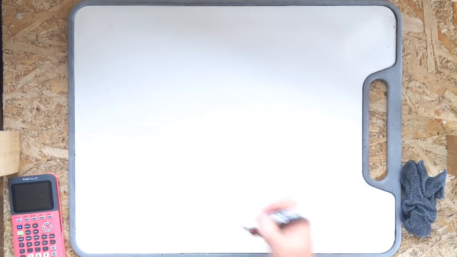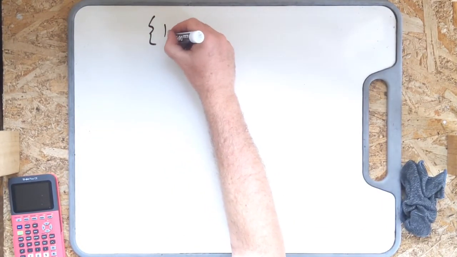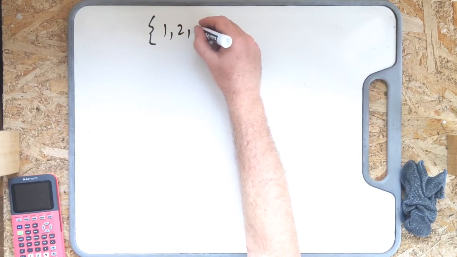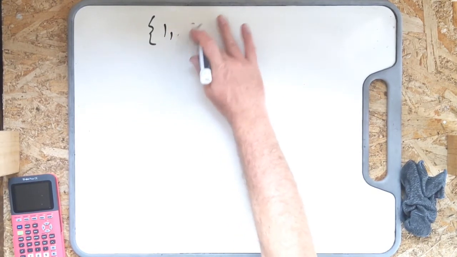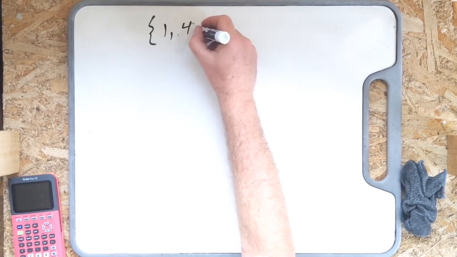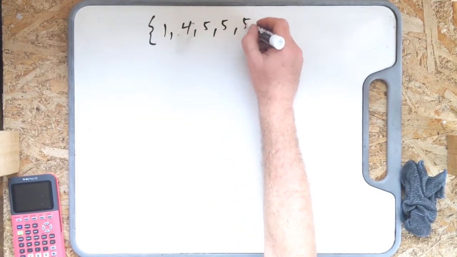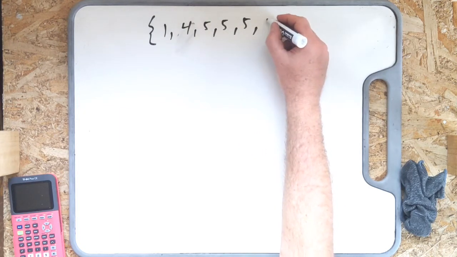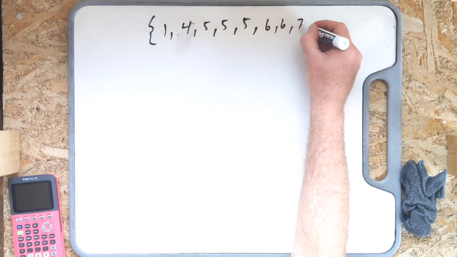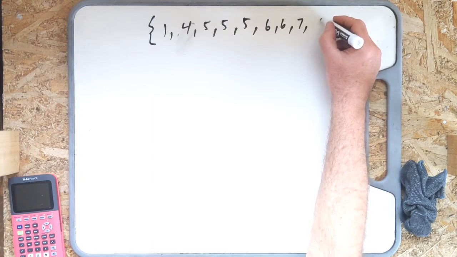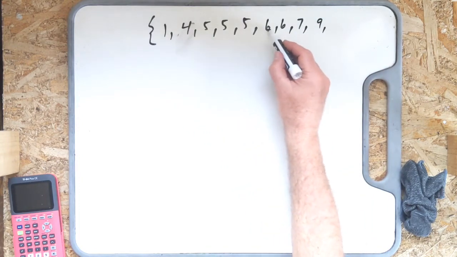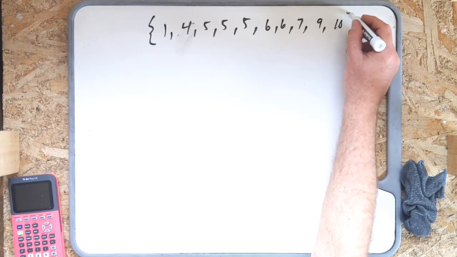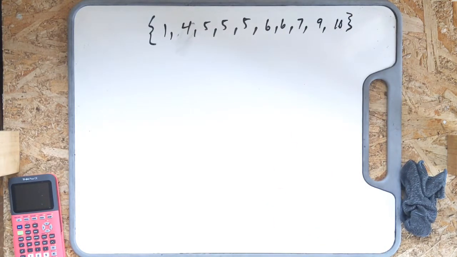Okay, I'm going to give you a data set again. Let's make it a little more central so you see what it means if it's tighter. 10 pieces of data: 1, 4, 5, 5, 5, 6, 6, 7, 9, 10. Looks a little more concentrated.